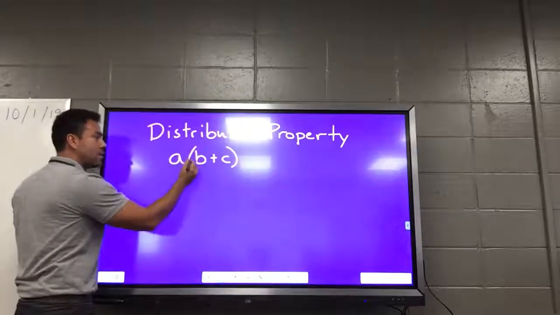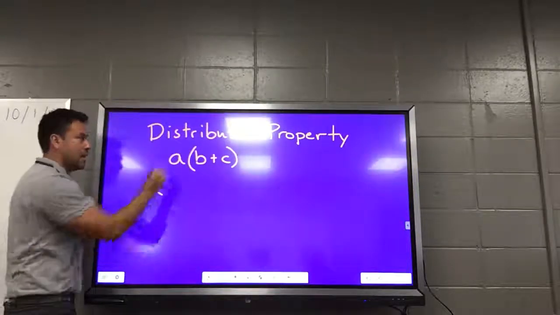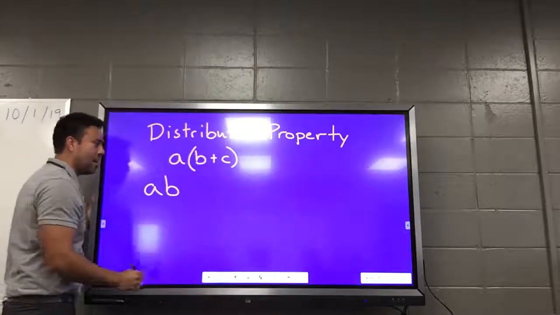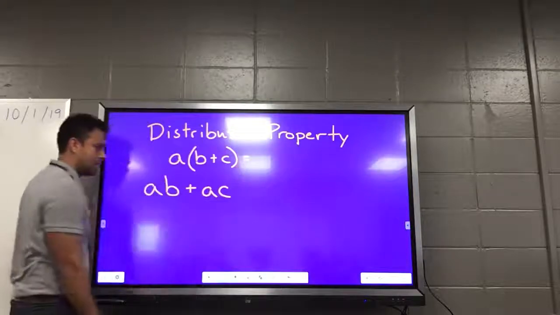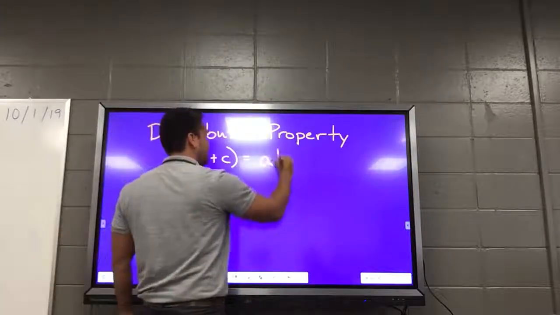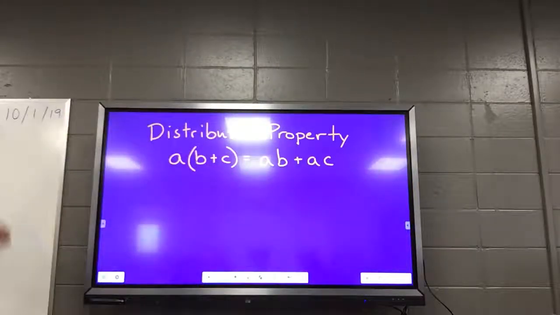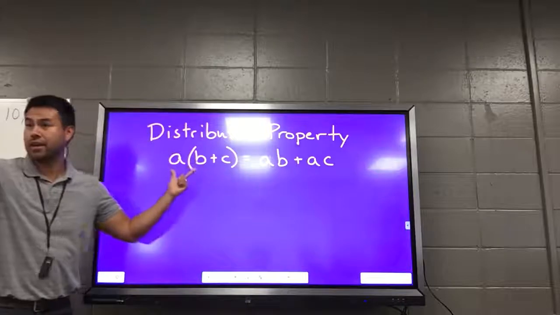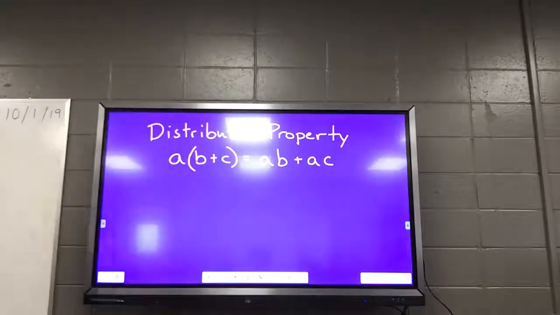So instead of doing B plus C first, then multiplying, you're going to multiply A by B and then add to that A times C. Actually, let me write it so it's not super confusing. Write it over here. A times B plus A times C. So you're going to multiply twice. This problem had you multiply once, right? And so why would I want to multiply twice? Let me give you an example.